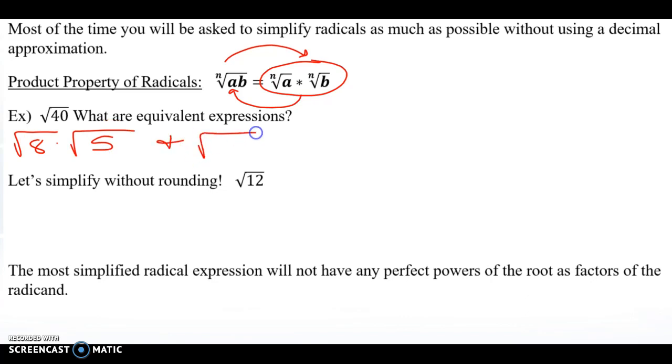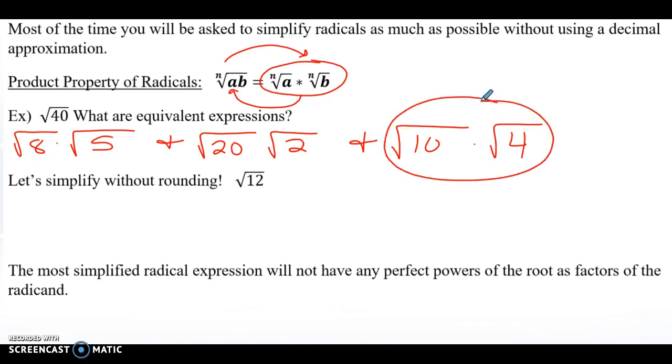Well, there's other answers. What else could work? 20 and 2. The square root of 20 times the square root of 2. What else would work? 10 and 4. Now, the one that I'm going to point you to is this one right here. Why do you think I like this one the best? Look at this number. 4 is perfect. What is the square root of 4? 2. So another way I could write this is 2 square root of 10. Right? Because what's the square root of 4? 2 square root of 10. Okay?